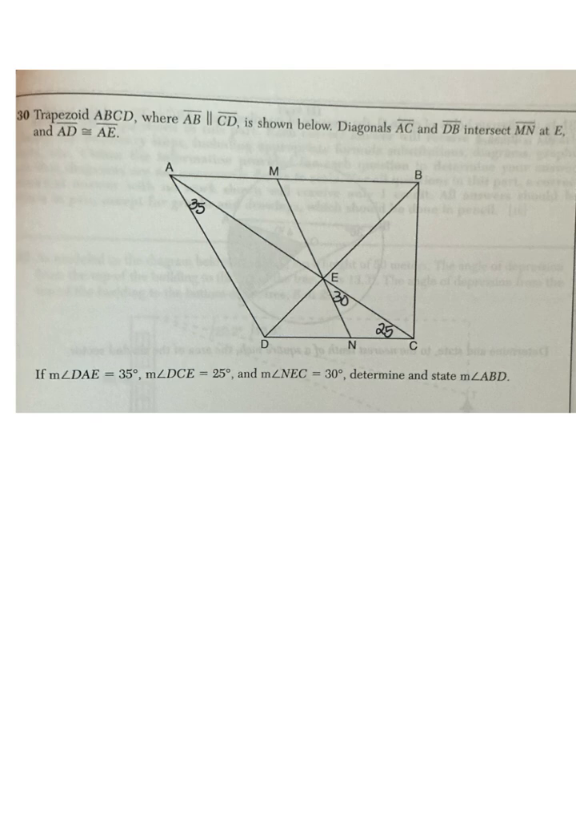Okay, I know all the angles in a triangle add up to 180. So if this is 30 and this is 25, I would add those up. That would give me 155. And then I would subtract that. I'm sorry, that would give me 55. And then I would subtract that from 180. And that will make this 125.